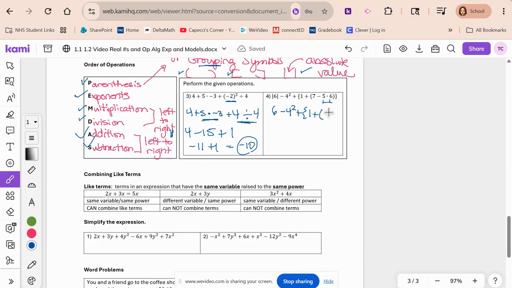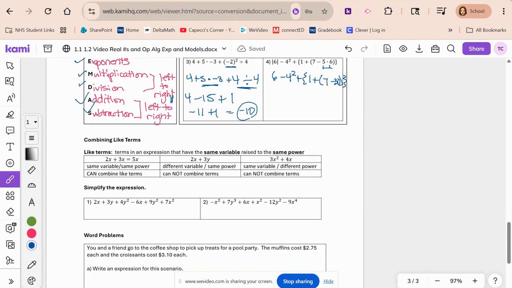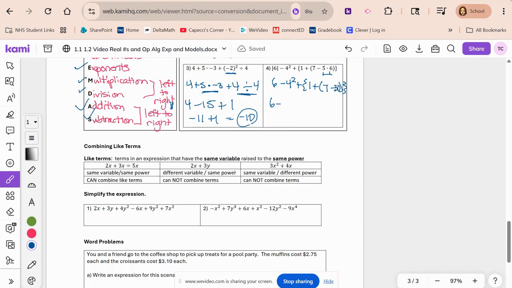And I notice that I have multiplication. So I have 7 minus 30. Okay, so again, I'm going to keep going. I have 6 minus 4 squared plus. This is going to give me 1. 7 minus 30 gives me negative 23.